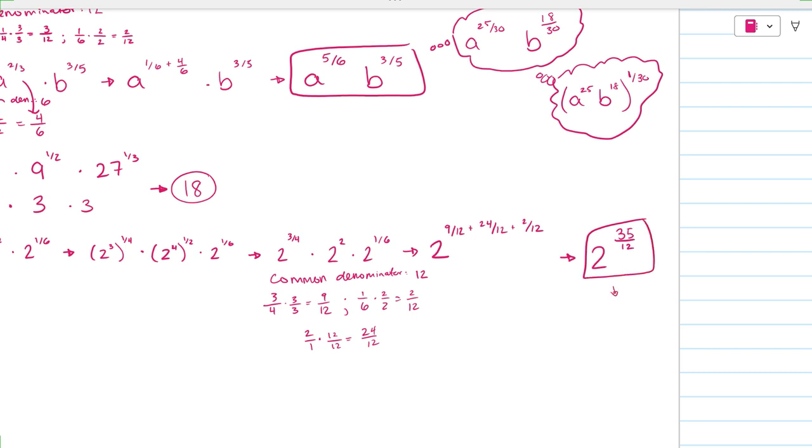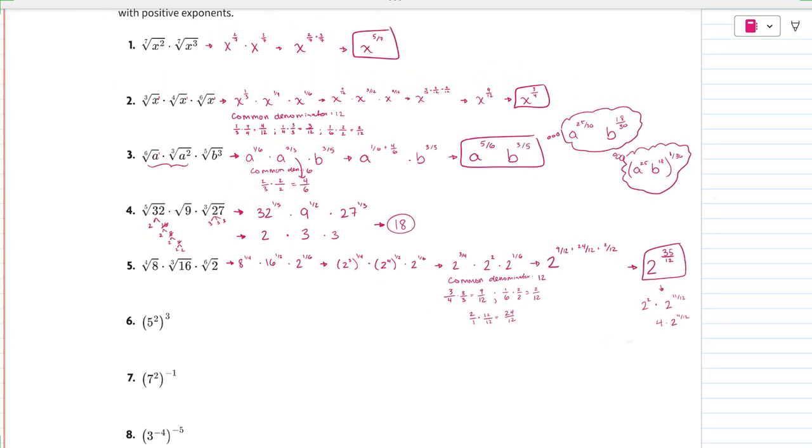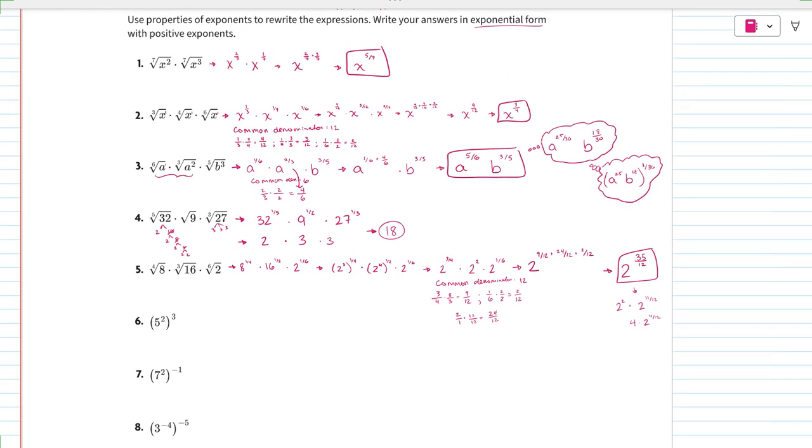Or if we do want to separate this one out here, we can take 24 away from that. So 2 squared times 2 to the 11 over 12, which is 4 times 2 to the 11 over 12. But I think it looks nicer just to have it as one answer in exponential form. So we'll just keep it as 35 over 12. But just showing some things you can do to manipulate.